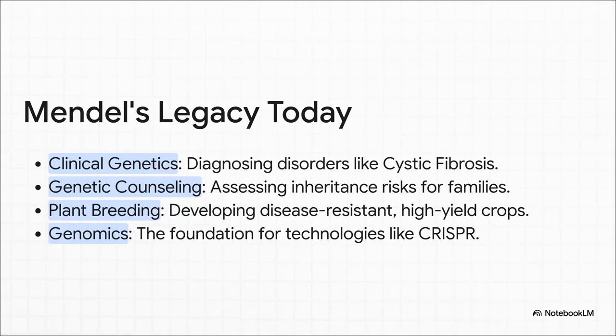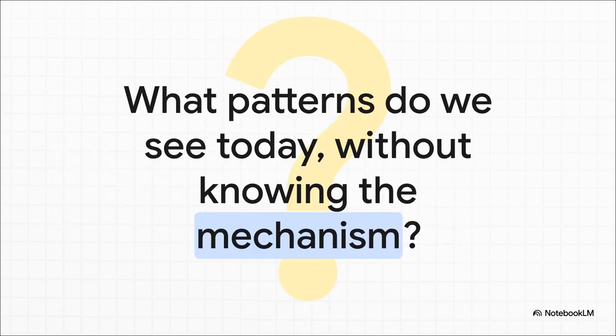And the legacy of these laws is just everywhere. In medicine, we use them to diagnose conditions like cystic fibrosis. Genetic counselors use them to help families understand their risks. In agriculture, we use them to breed crops that can feed the planet. I mean, even the most cutting-edge technologies like CRISPR gene editing are all built on the foundation that this monk laid in his garden. So I want to leave you with this thought.